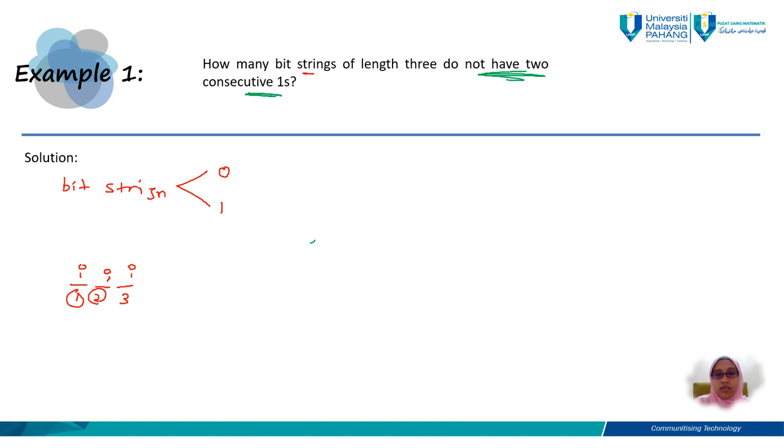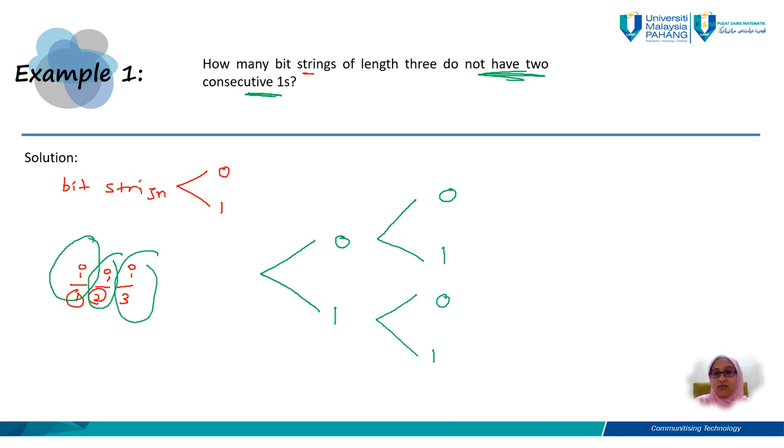The first stage is 0 or 1. For the second stage, we have 0 or 1 also. Second stage, 0, 1. This one also, 0, 1. And for the third stage, we also have 0, 1 on each branch. This one, 0, 1. This one, 0, 1. This one also, 0, 1. And the last one is 0, 1.